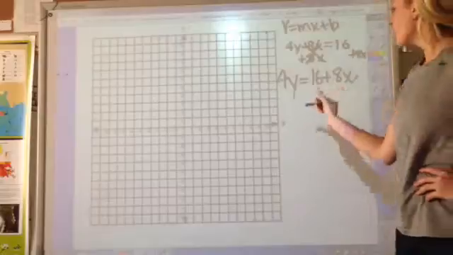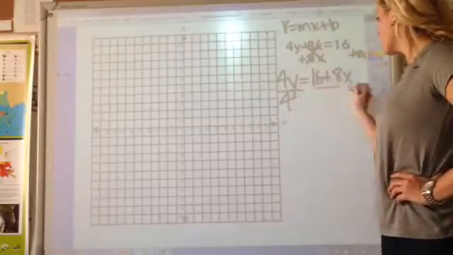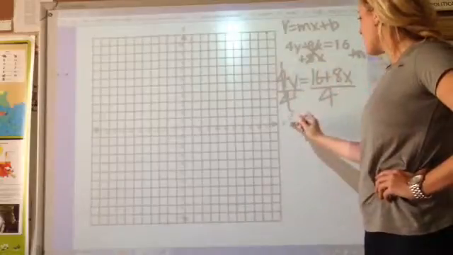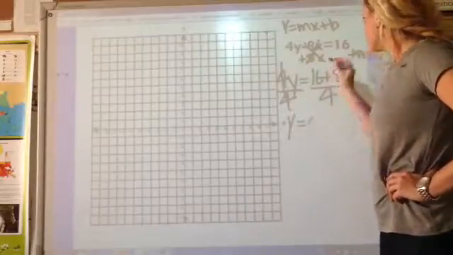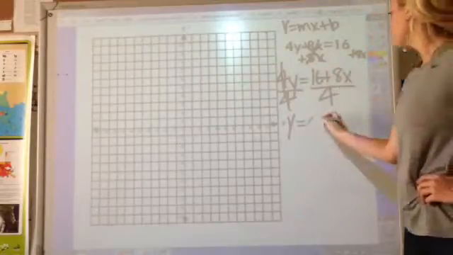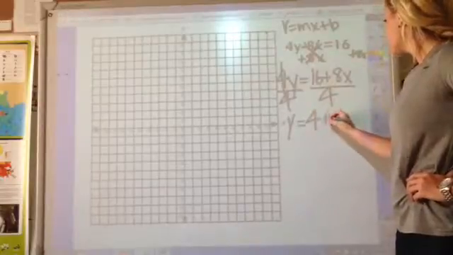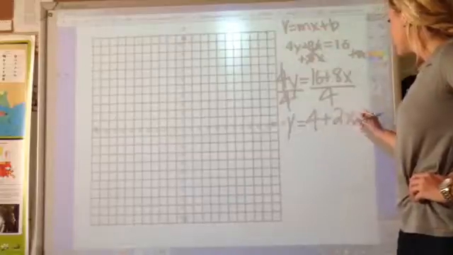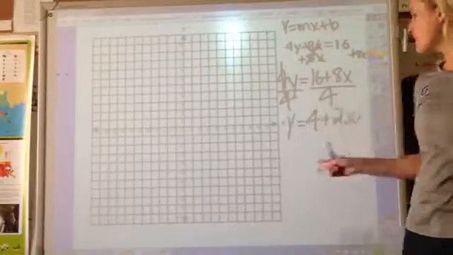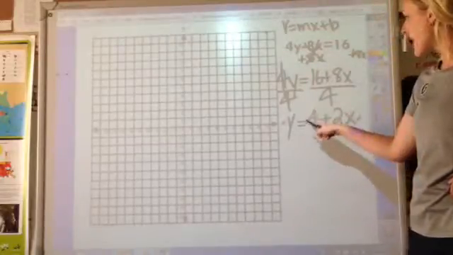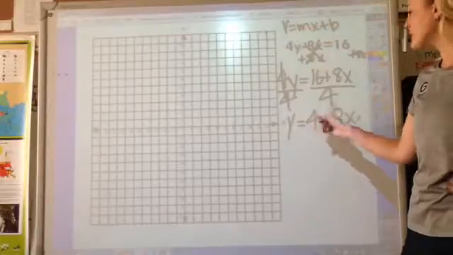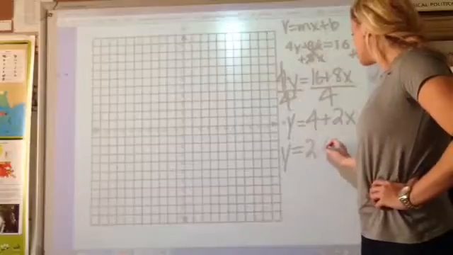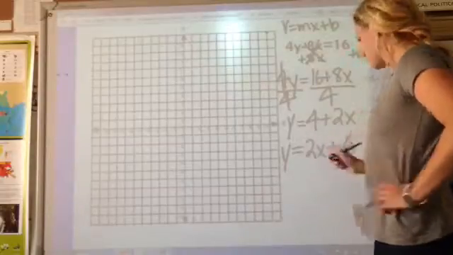In order to solve for y, I know I need to divide by 4 on both sides. Everything gets divided by 4. My 4's cancel out. I'm left with y equals 16 divided by 4 will just leave me with 4. And then 8x divided by 4 will leave me with 2x. This is almost in slope-intercept form, except I want to flip my terms, so my x is the first term on this side of the equal sign. So I'm just going to rewrite it as y equals 2x plus 4.